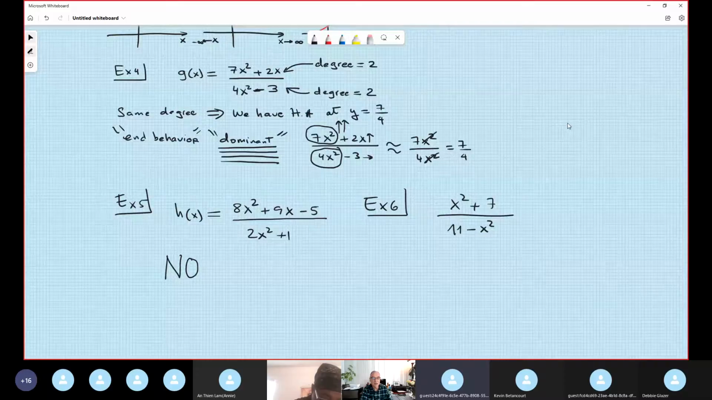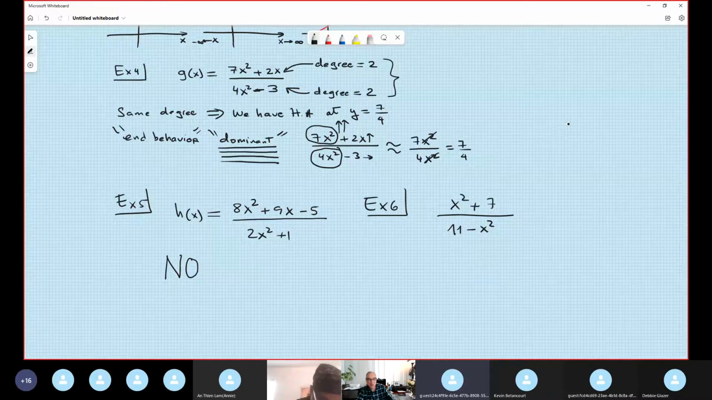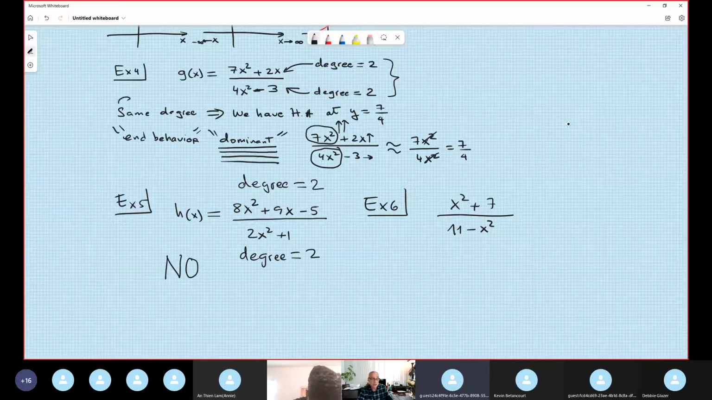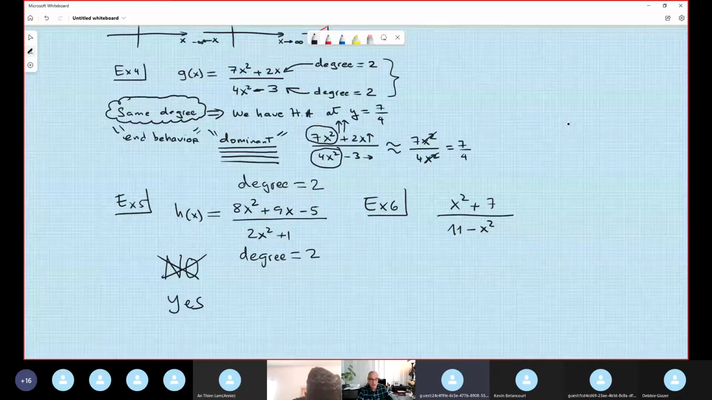Okay, let's see the example 4. The analysis that I did in the example 4 was the degree analysis. What is the degree of the polynomial in the top? And what is the degree of the polynomial in the bottom? What is the degree? Answer me. What is the degree of the polynomial in the top? 2. 2 and 2. However, when it's the same degree, the answer is yes. We have horizontal asymptote. And end of the story. We have one. Got it?